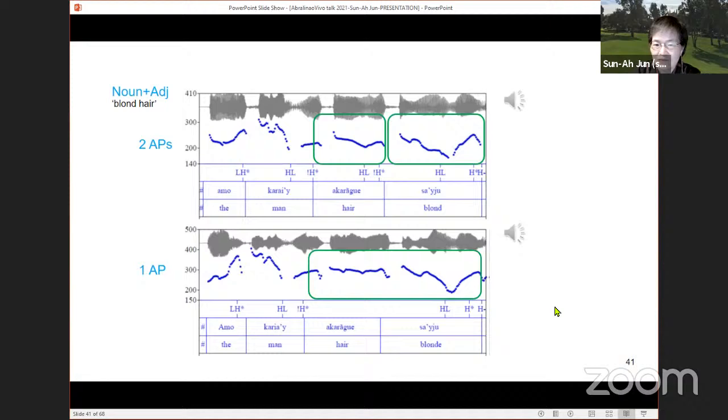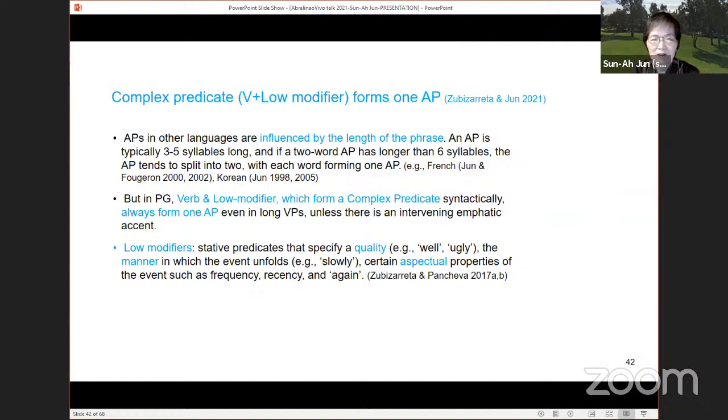Okay. Now, a complex predicate forms one AP. AP in other languages is generally influenced by the length of the phrase, and typically an AP is 3 to 5 syllables long. If a two-word AP is longer than 6 syllables, the AP tends to split into two, and each word forms one AP. But in Guarani, the verb and low modifier, which form a complex predicate, always form one AP, even in a long verb phrase, unless there is an intervening emphatic accent.